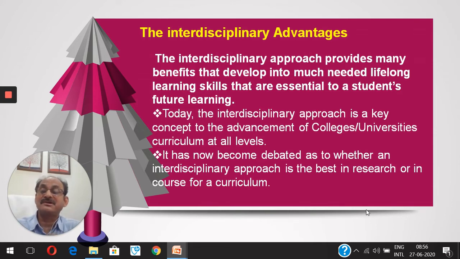interdisciplinary education, interdisciplinary teaching. The interdisciplinary approach provides many benefits that develop into much needed lifelong learning skills that are essential to the students' future learning. It is a lifelong learning skill that is essential in today's scenario. Today, the interdisciplinary approach is a key concept to the advancement of colleges, universities, and curriculum at all levels.